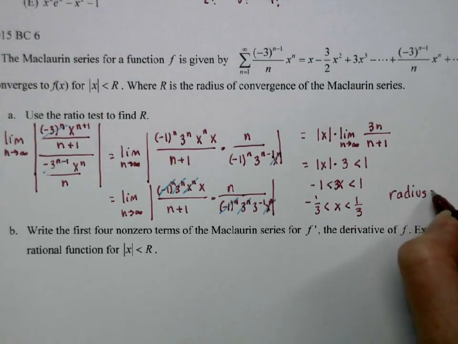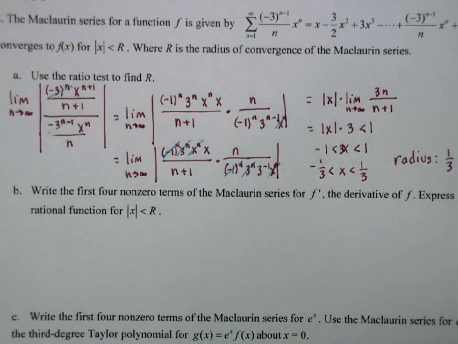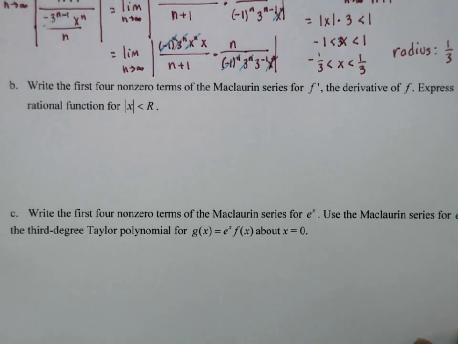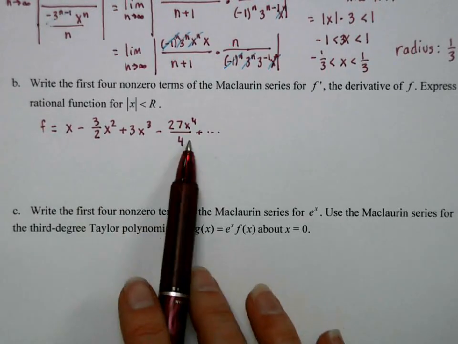The second part says write the first 4 terms of the non-zero terms for the Maclaurin series f prime expressed as a rational function. Okay, so if I need to find the derivative of 4 terms, I need 4 terms. So I copied down the 3 that were provided and then generated the next one. Then we're just going to do a power rule here.